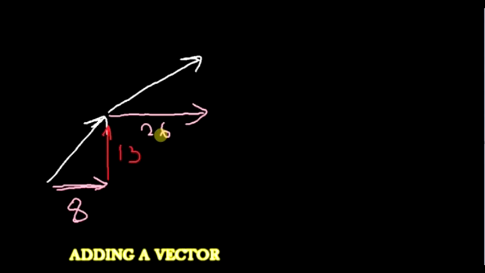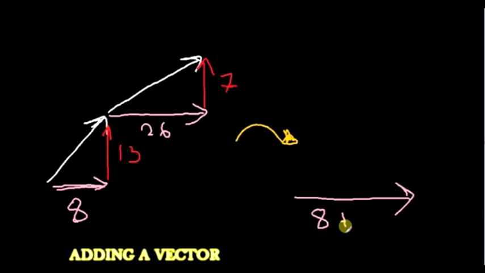Let's say there are 2 vectors, one with 8 length in the x-axis and 13 length in the y-axis, and the other vector with 26 length in the x-axis and 7 length in the y-axis. We can add up the vectors. The 2 vectors which have different magnitude, different direction, different length in x-axis and different length in y-axis can be added up, resulting in a new magnitude and new direction.